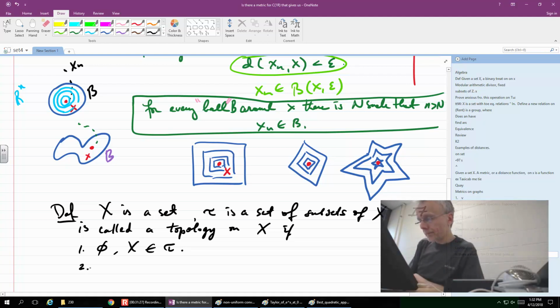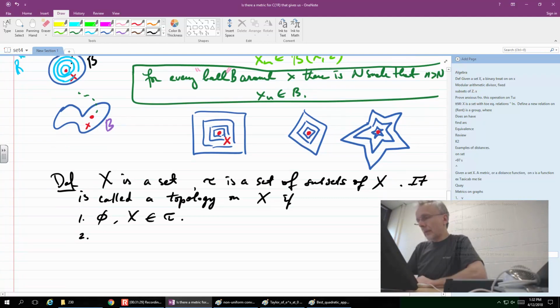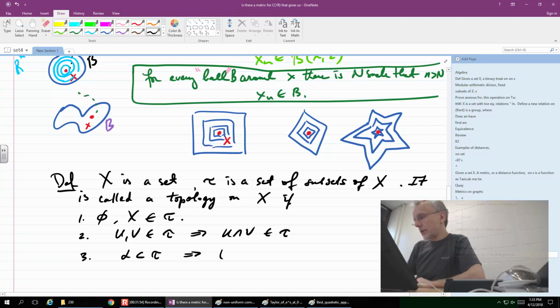There are 2 and 3. If U, V belong to tau, then the intersection belongs to tau. And number 3, you have a whole family, possibly infinite. So say alpha is a subset of tau, then the union of that family belongs to tau.